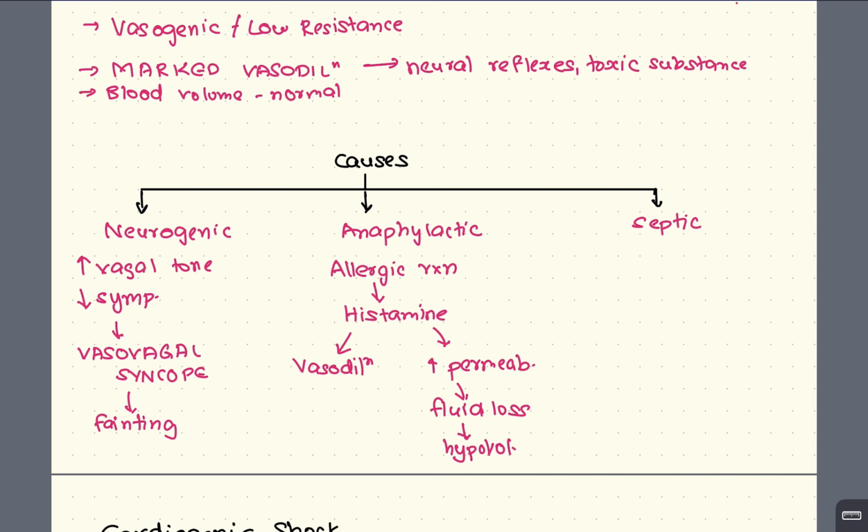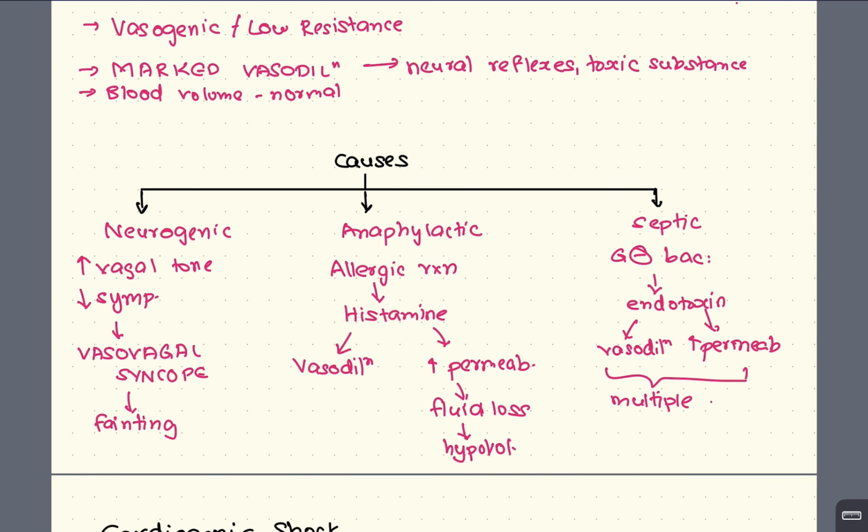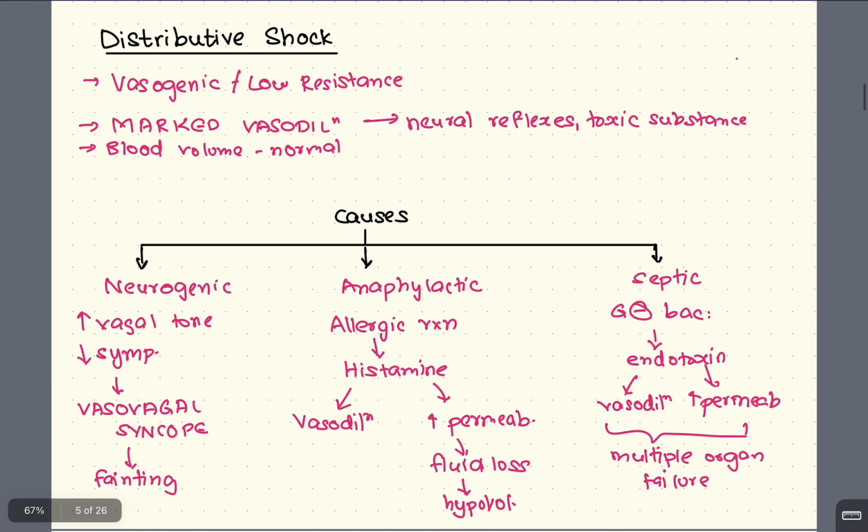Now, septic shock is caused by gram negative bacteria, and these gram negative bacteria release endotoxin. The release of endotoxin again causes vasodilation and increased permeability. Therefore, septic shock also has a component of hypovolemic shock, and this finally ends up in multiple organ failure. I hope you understood what distributive shock is.